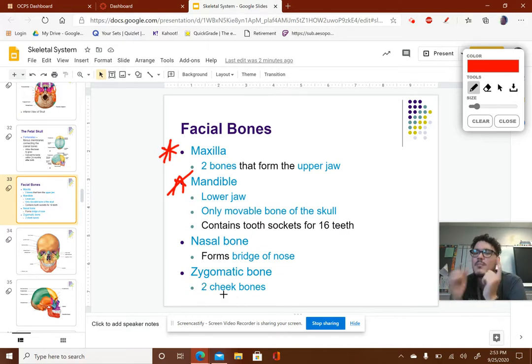Then finally, the zygomatic bones, they form your cheeks, right? We talk more about that in muscular system because of the muscles that form the zygomaticus, stuff that we're going to learn down the line.